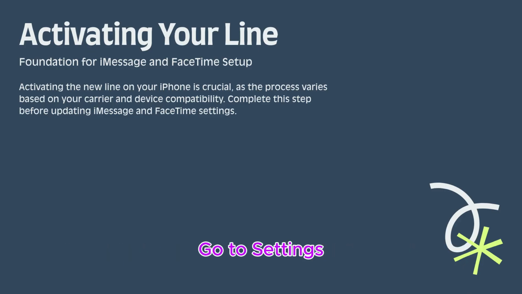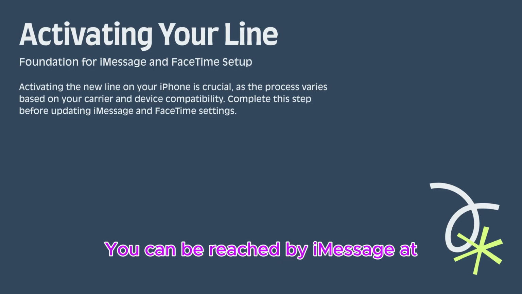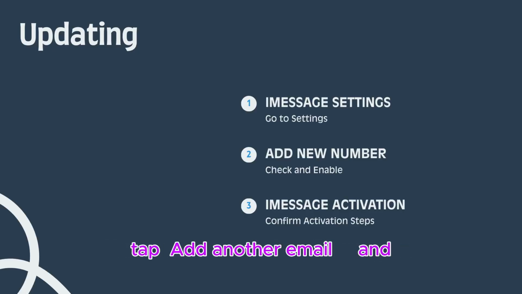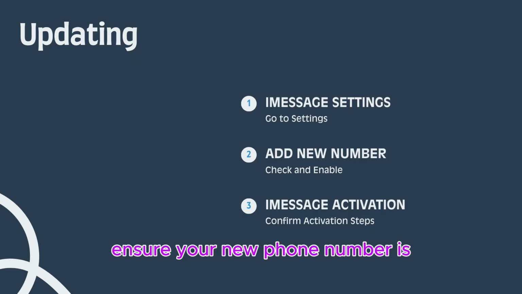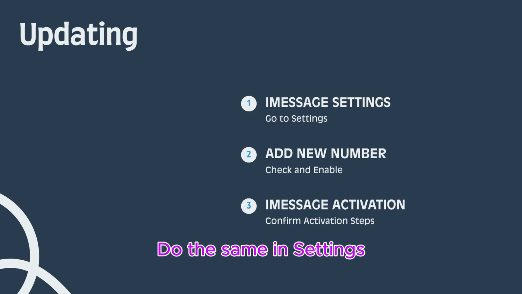Go to Settings, then Messages. Tap Send and Receive. Under You can be reached by iMessage at, tap Add another email, and ensure your new phone number is listed and checked. Do the same in Settings, then FaceTime.